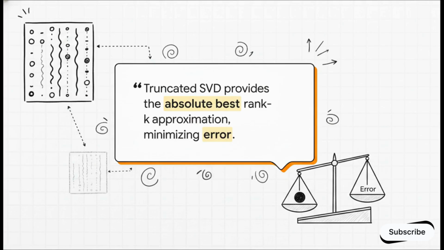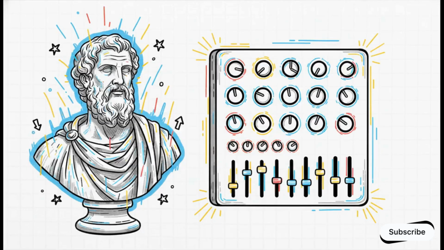This theorem provides hard mathematical proof that dropping the smallest singular values is the absolute best, most optimal way to compress data without destroying its true signal. It minimizes the error perfectly. Without this, compressing data would literally just be a blind guessing game. Let's make this super concrete. Imagine you're looking at a stunning, high-resolution digital image of a complex statue.